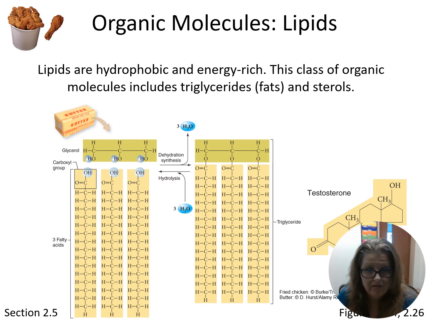All right, lipids. Lipids are a little funny. So they are hydrophobic.